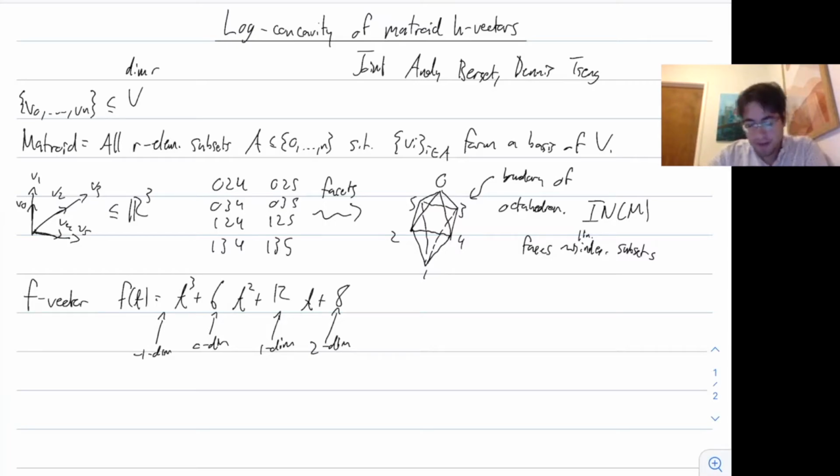Okay. So this f vector is just a generating function for the independent sets of the matroid counted by their size. So this is a very nice matroid invariant, and it's also a very natural invariant to associate to a simplicial complex, and we put it together into a polynomial because we have nothing better to do.